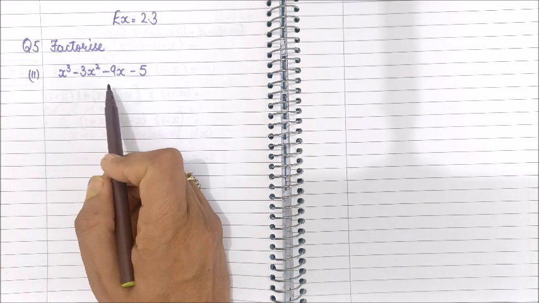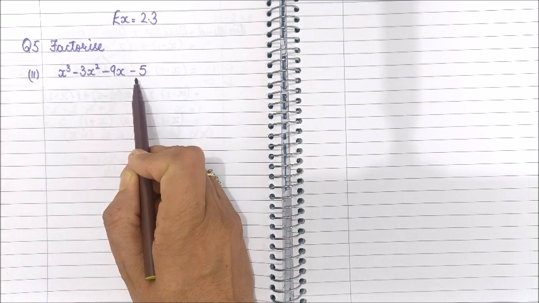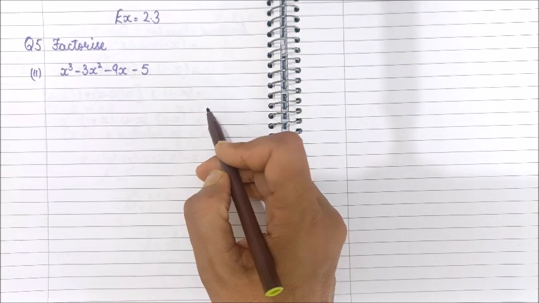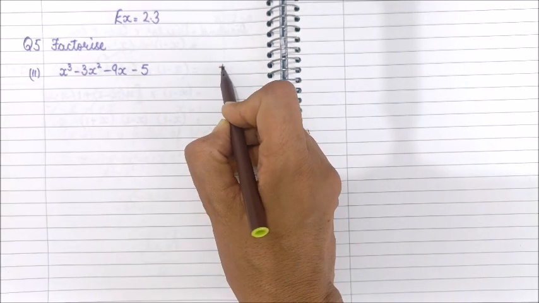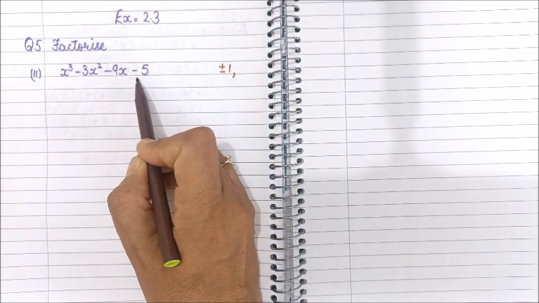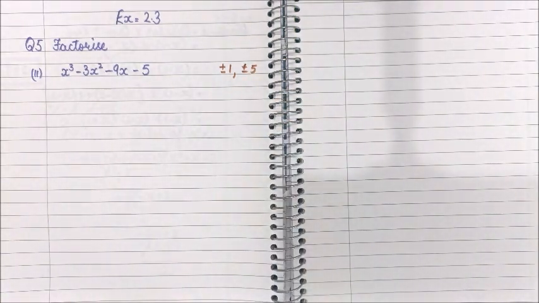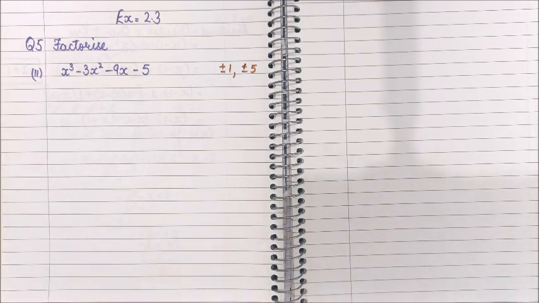So we are going to use the hit and trial method. For that we will always look into the constant term, which is -5. The factors of this constant term: 1 is a factor of all numbers, so plus minus 1 is there, and the other factor will be plus minus 5. Let's check one by one by putting the value as x, and see which value will make this polynomial 0. That value will be one factor of this polynomial.